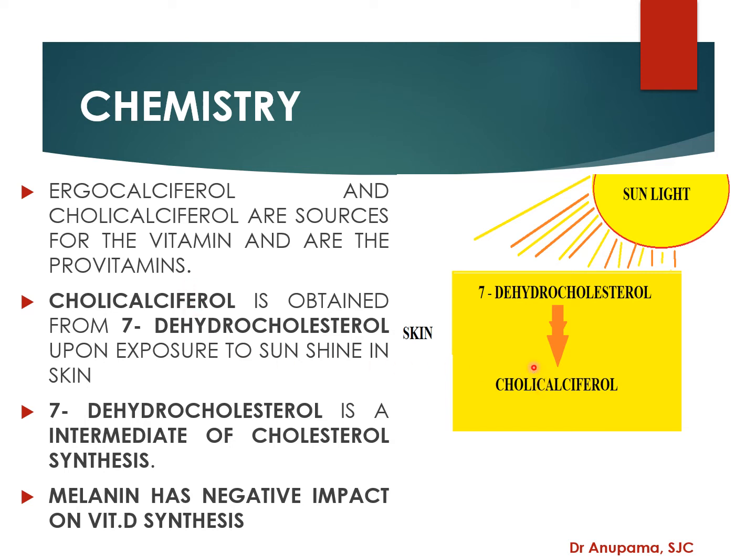Cholecalciferol is obtained from 7-dehydrocholesterol upon exposure to the sunlight. When skin is exposed to the sunlight, the 7-dehydrocholesterol is converted to cholecalciferol. 7-dehydrocholesterol is also an intermediate in cholesterol synthesis. And melanin has a negative impact on vitamin D synthesis.